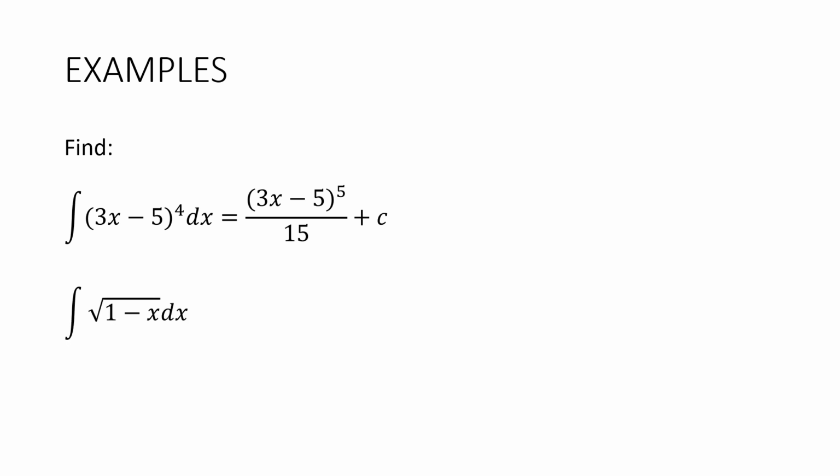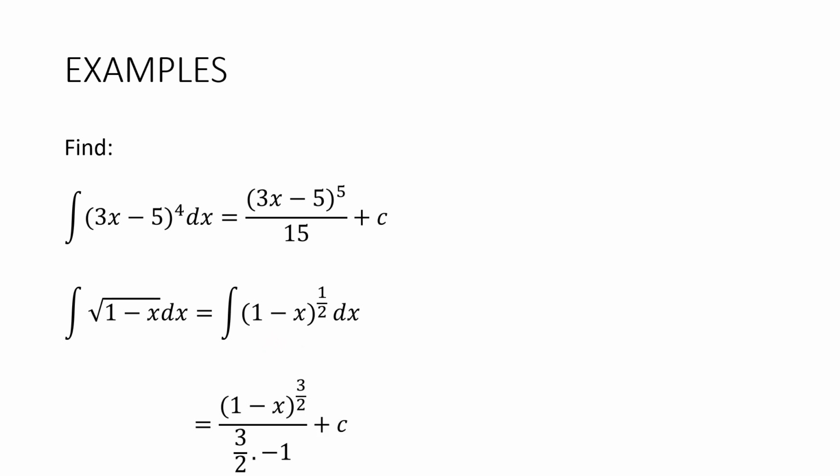What about this one? This is (1 minus x) to the power of a half. So we're going to integrate the outside, so (1 minus x) to the power of 3 halves divided by 3 halves, also divided by the derivative of that inside function, which is negative 1, plus c. And tidying that up, we end up with negative 2/3 (1 minus x) all to the power of 3 halves plus c.